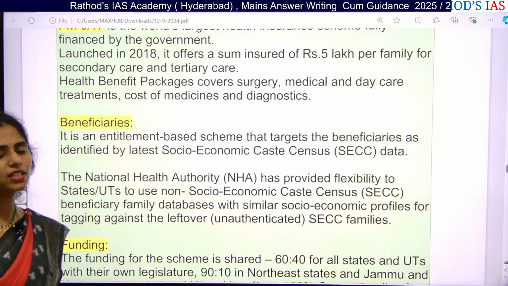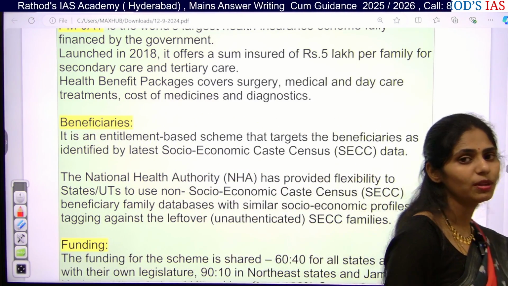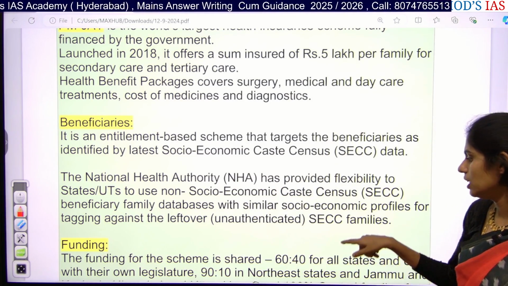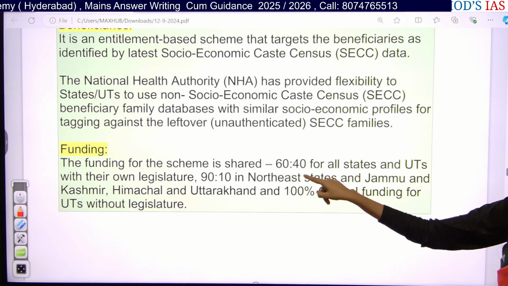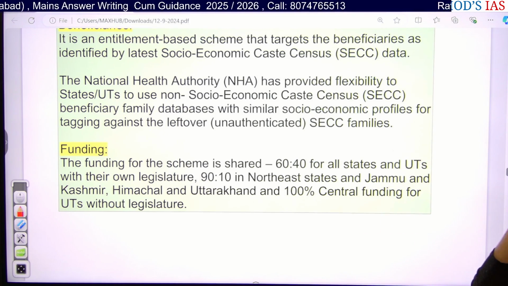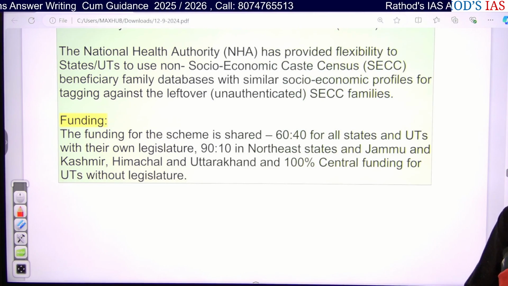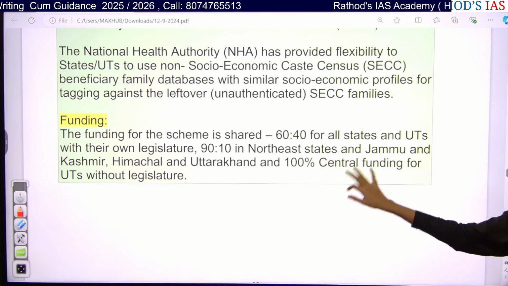Those who come under the socio-economic caste census, who are socially and economically backward classes, are eligible under this scheme. Especially the funding will be shared between the central as well as state governments, and it is 60 to 40 percent for normal other states, and for northeastern states it is 90 to 10, and only UTs without legislature get 100% of funds from the central government. So this part you have to remember.